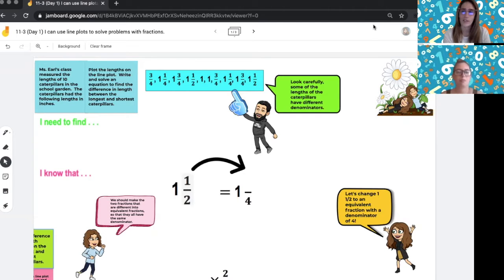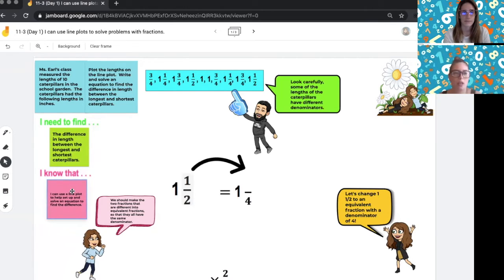Miss Schultz, what do we need to find? We need to find the difference in length between the longest and shortest caterpillar. What do we already know? So I know the lengths of 10 caterpillars, and I need to use a line plot to find out the length of the shortest caterpillar and the length of the longest caterpillar, and then I can find the difference between both. I'm hearing a key word here.